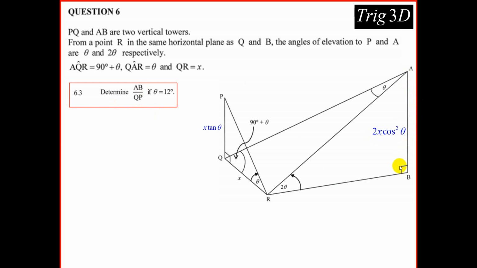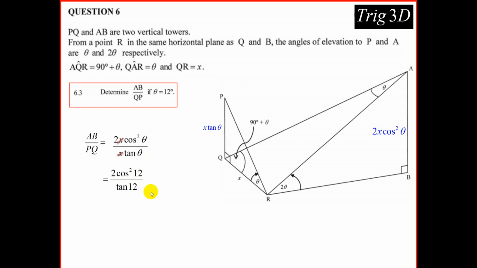So we have AB that we found in the previous question, 2x cos squared theta. And in the first question, we also found QP to be x tan theta. So we're going to write AB over PQ. So AB, we're going to substitute 2x cos squared theta over x tan theta. Now they tell us that the theta value is 12. So notice the x's can cancel off. And we're left with 2 cos squared 12 over tan 12.